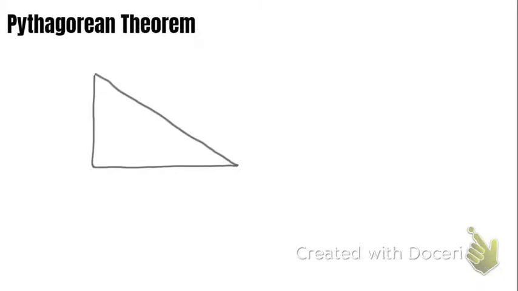So that's a triangle that has a right angle. Like this is saying that that is a 90-degree angle. This is the Pythagorean theorem. a squared plus b squared equals c squared. What a, b, and c are the three side lengths of your triangle. So if you know two of the side lengths, then you can use this Pythagorean theorem to find the third side length.